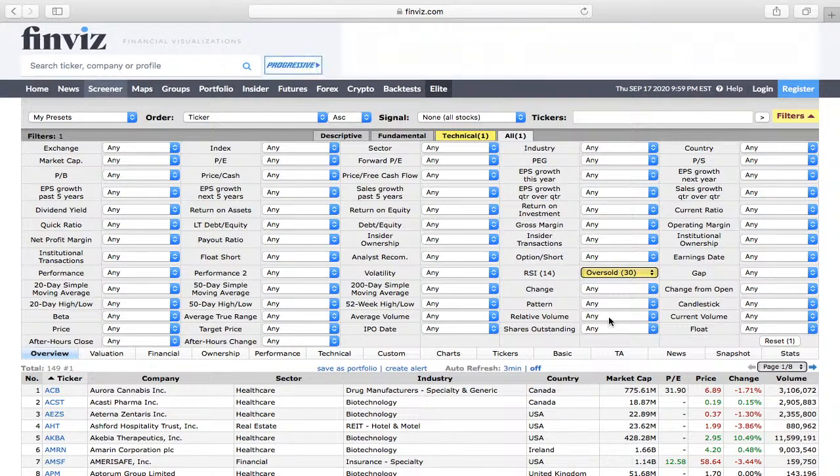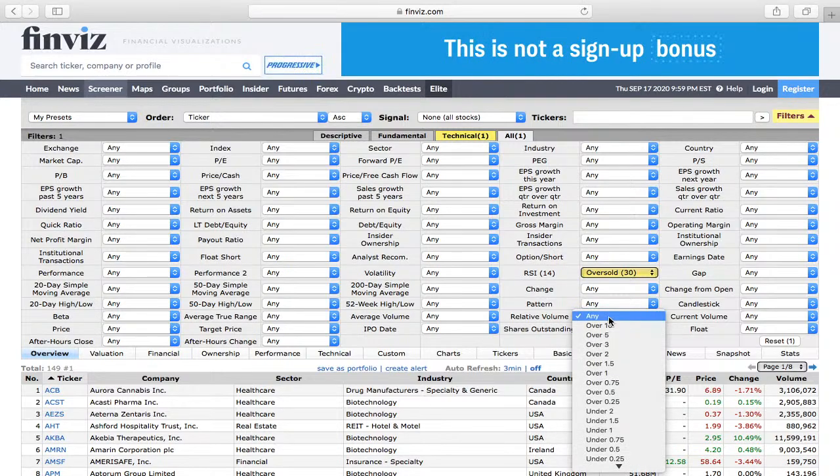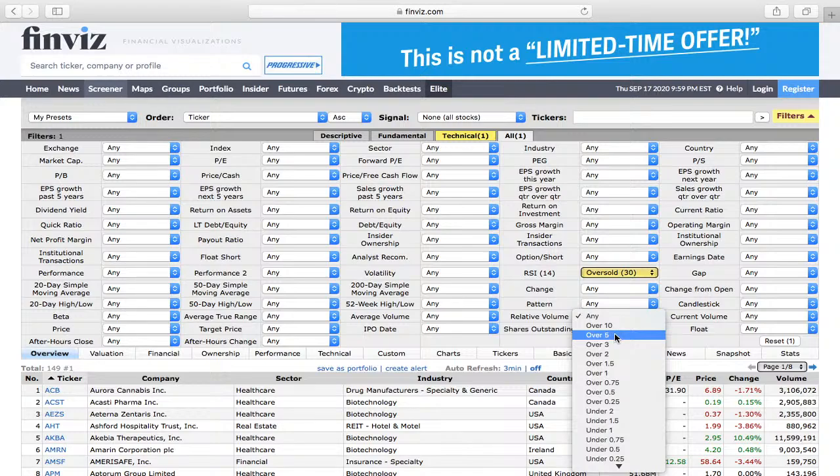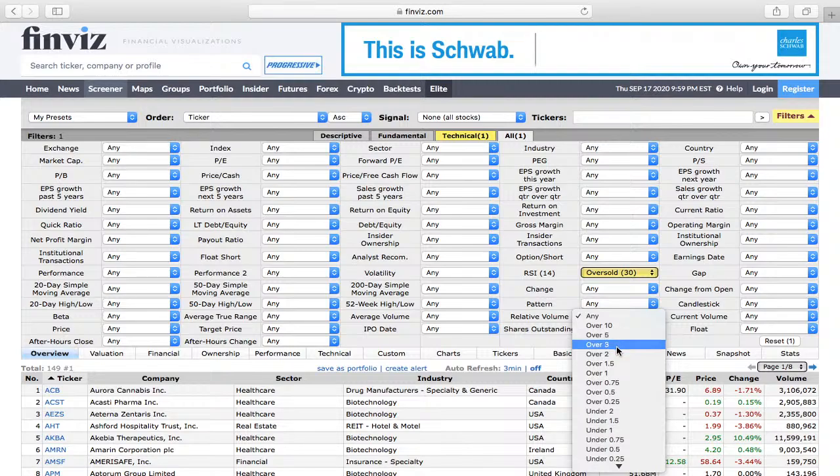Relative volume. So relative volume is telling you the volume based off of the average volume. So what the current volume is compared to the average volume. So if the current volume is like 5 times as much as the average volume, then your relative volume would be over 5. So we're going to look for over 3.